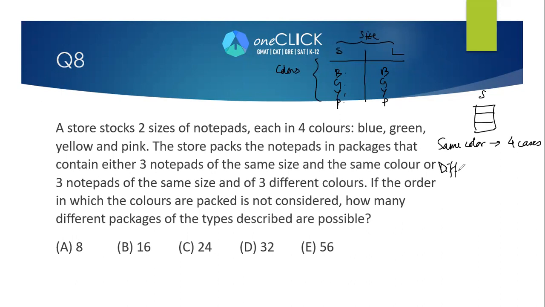Different colors, all three different colors means what? Out of the four colors, I'm going to pick any three. So that would be 4C3, which is also four cases. So that means for the small size, there are eight cases. Now for the small size, if there are eight cases, for the large size, there will be again eight cases. So you have got 8 twos are 16 cases. So that is option B.